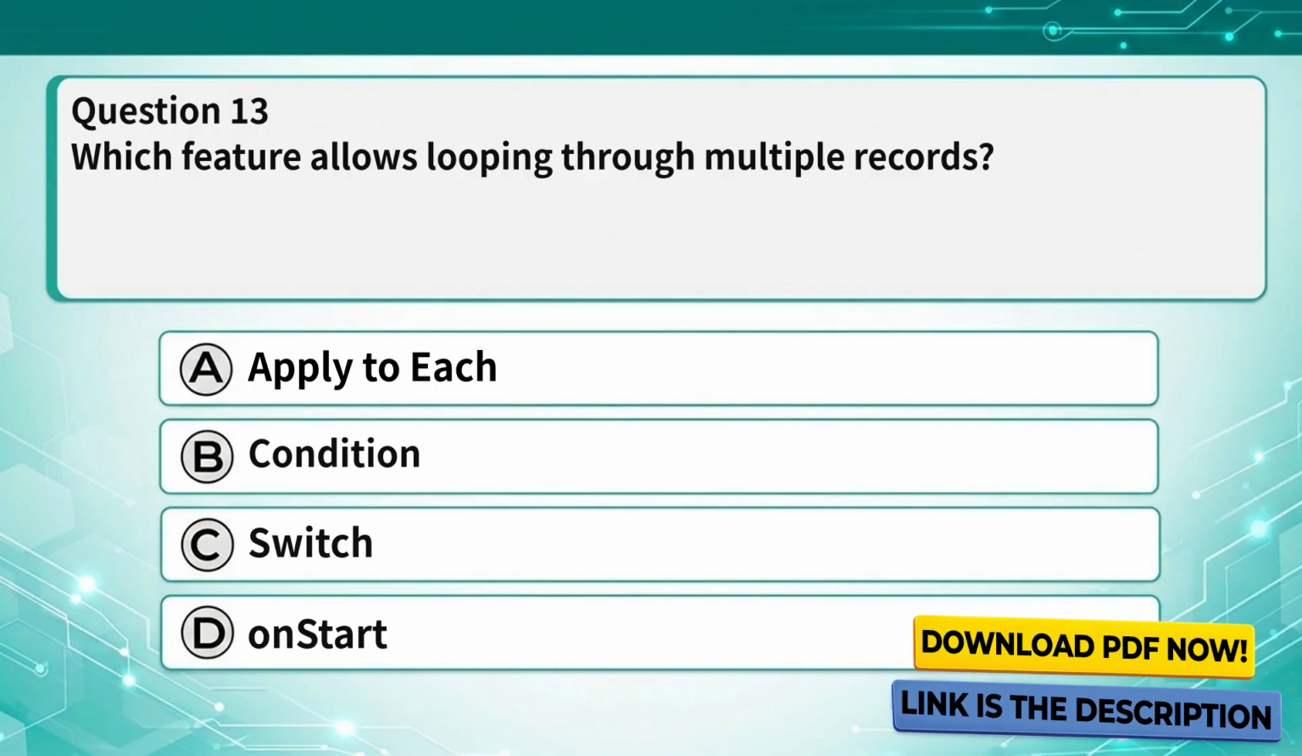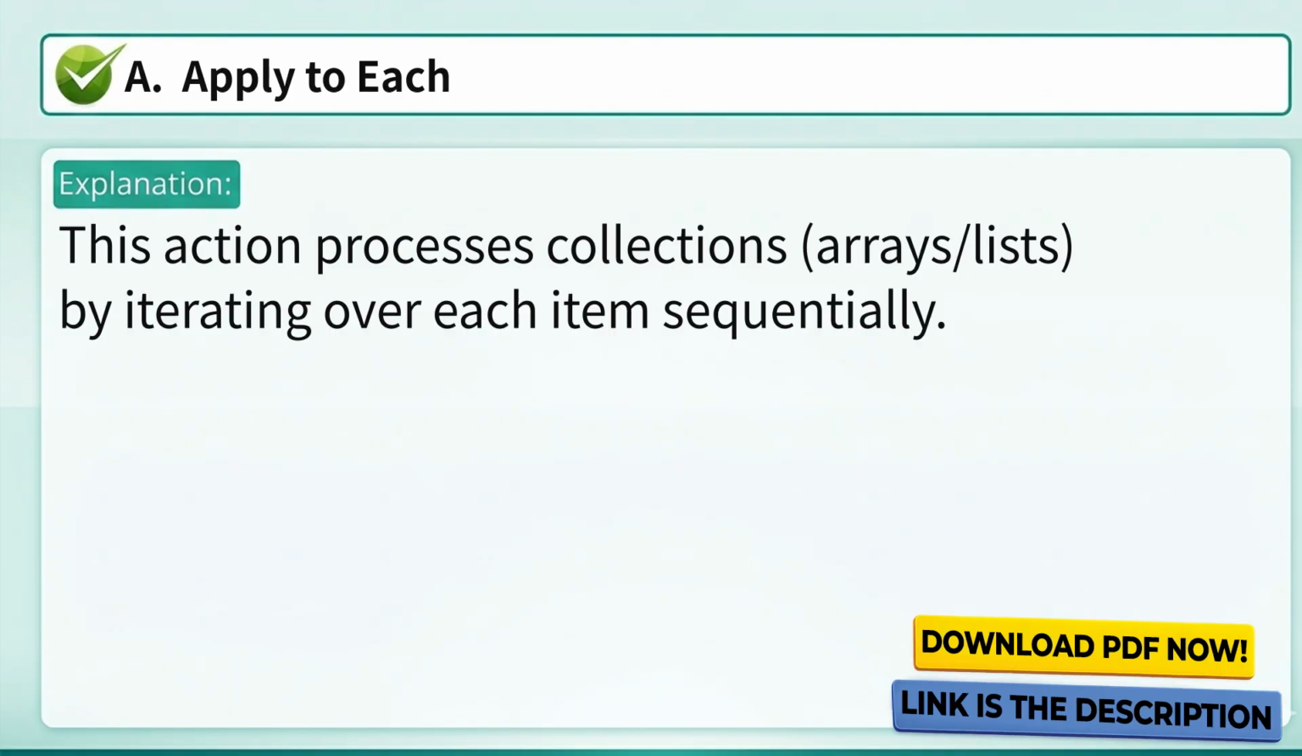Question 13. Which feature allows looping through multiple records? A. Apply to each. B. Condition. C. Switch. D. On start. Correct answer, A. Apply to each. Explanation: this action processes collections, arrays, lists, by iterating over each item sequentially.